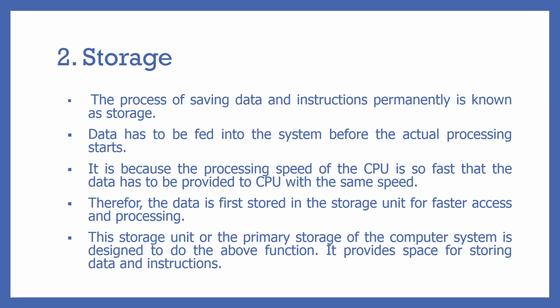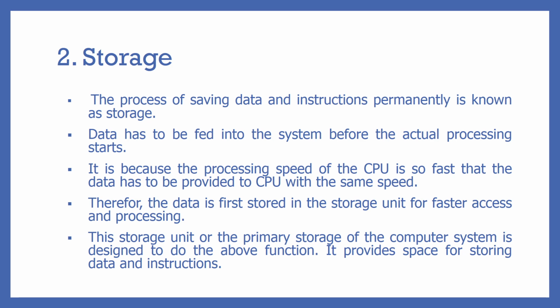So data is first stored in the storage unit for faster access by the processor. The CPU fetches data from the storage device and then starts processing and gives you the desired results. The storage unit, or the primary storage, can be a hard disk, a RAM or a ROM of the computer system, designed to do the above function.